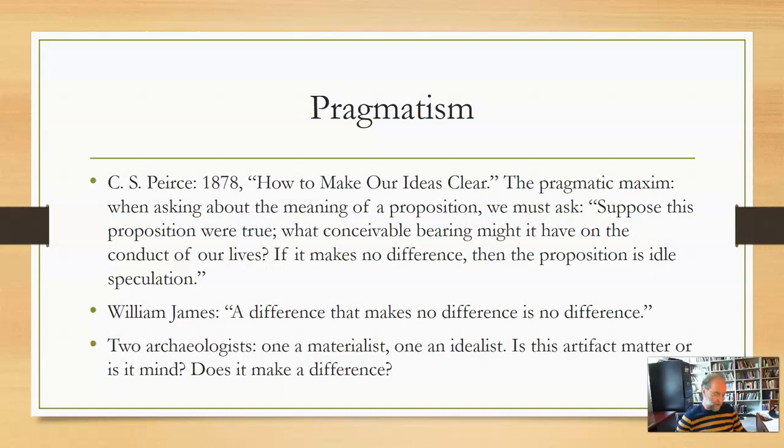Let's talk about the first pragmatist. In 1878, Peirce wrote a landmark essay called How to Make Our Ideas Clear. In this essay, he put forth what he called the Pragmatic Maxim. When asking about the meaning of a proposition, we must ask, suppose this proposition were true, what conceivable bearing might it have on the conduct of our lives? If it makes no difference, then the proposition is idle speculation.